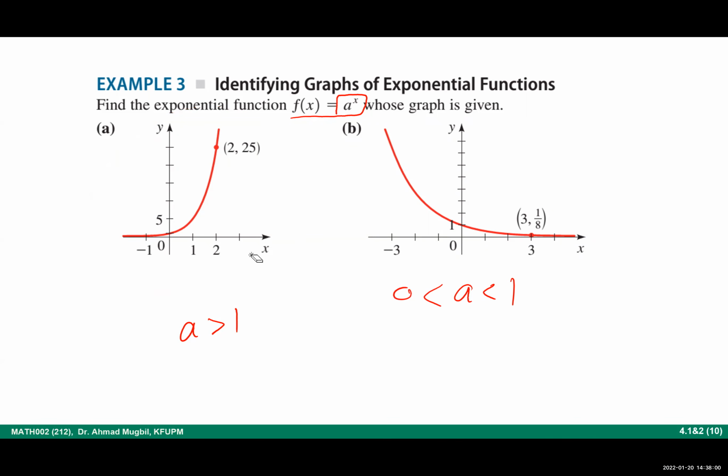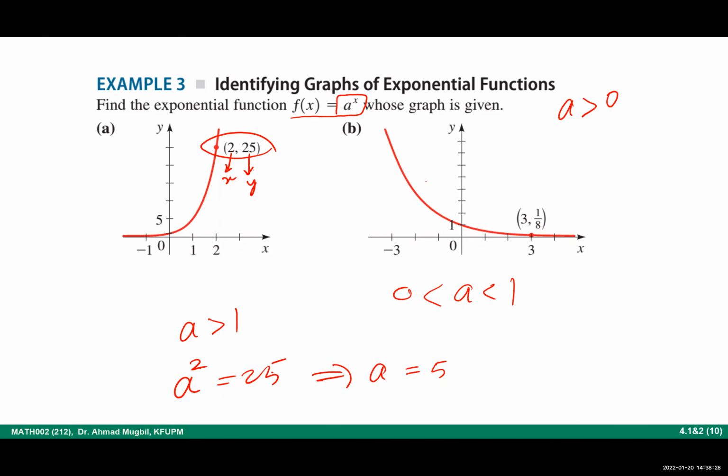Now, here, how to find a exactly? You will use the given point. So what do you have here? You have a to the power 2 equals 25. This is x and this is y. So a to the power 2 equals 25. What is a? Why not negative 5? A cannot be negative. A is always greater than 0. Excellent.